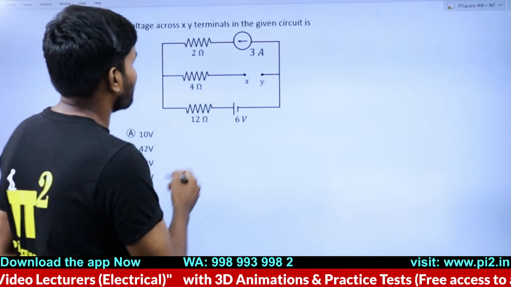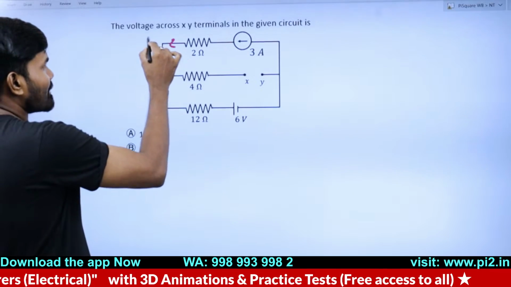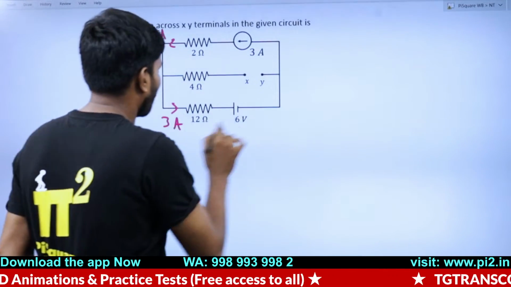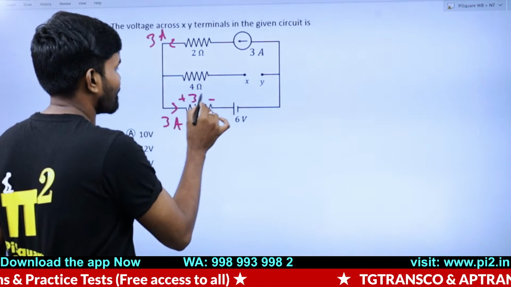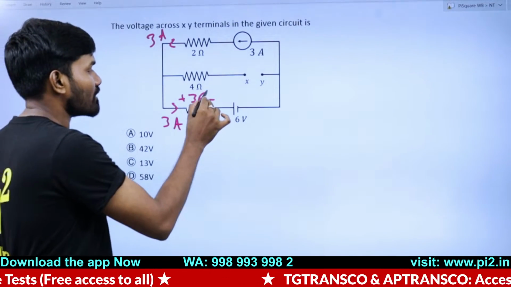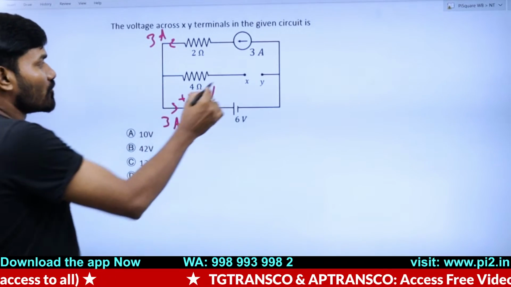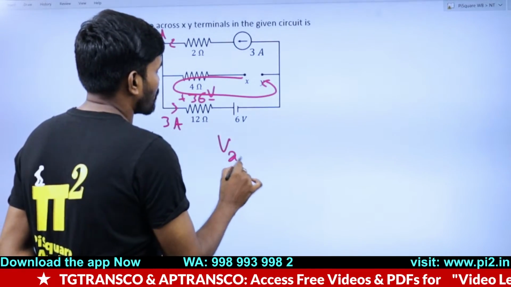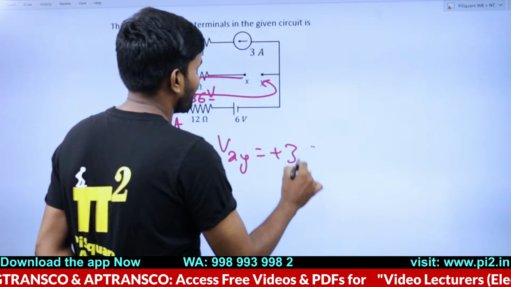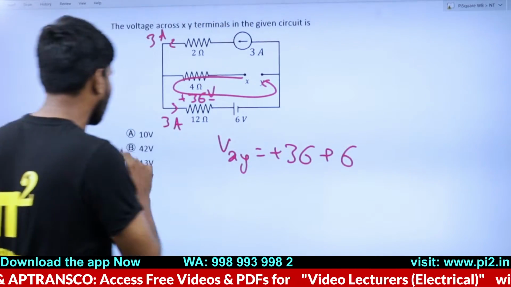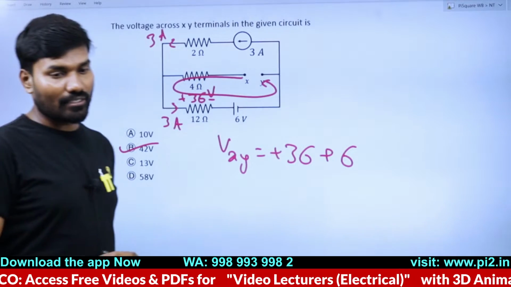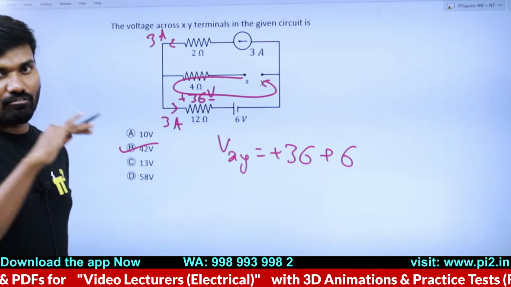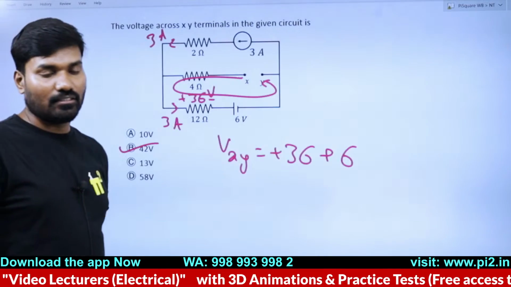You just see this 3 ampere is the current flowing in this. This is plus, this is minus, this is 36 volts. You start here, come back to here, following KVL and conventions. Vxy is equal to plus 36 plus 6, straight away answer 42, plus 42 rather, perfect. Next question.